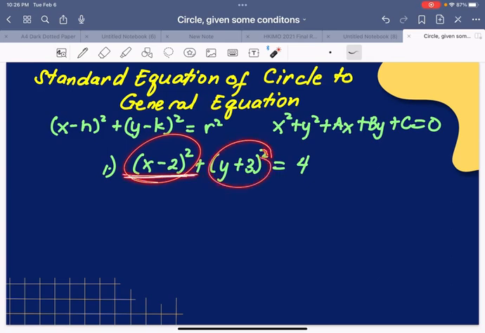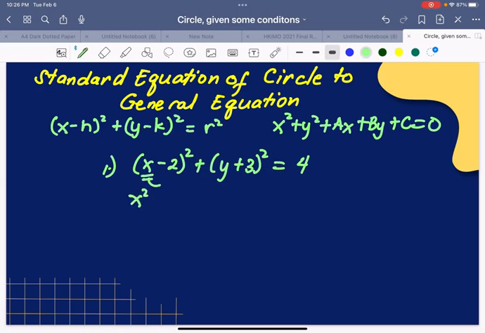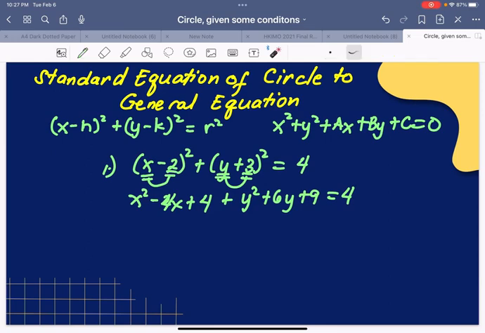Okay? So, this is a square of binomial. x times x, that is x squared, x times 2 times 2, negative 4x, plus 2 times 2, that is equivalent to 4, plus y times y, y squared, y times 3, that is 3y times 2, positive 6y, then 3 times 3, that is equivalent to 9, which is equal to 4. So, bale, ang ginamit ko dito ay special product, yung shortcut ng square of binomial.